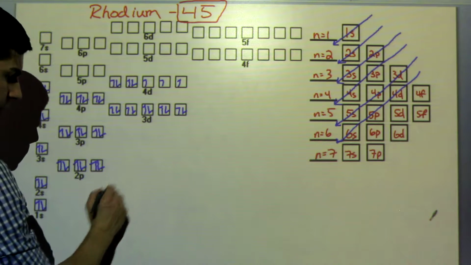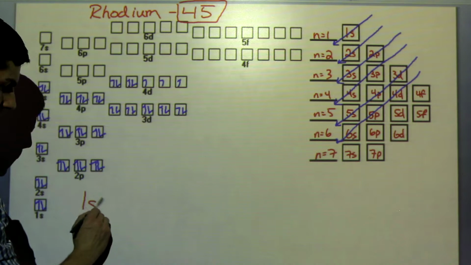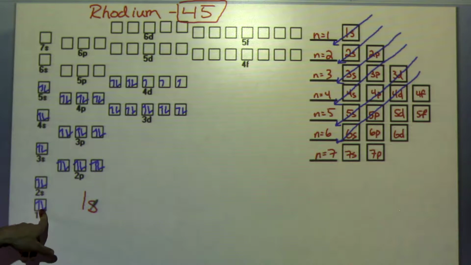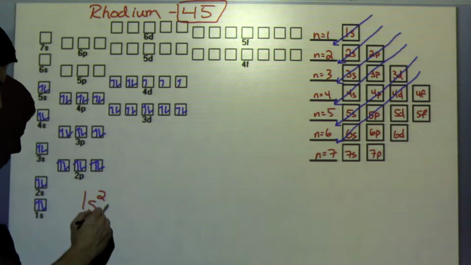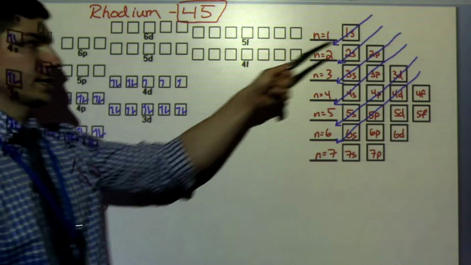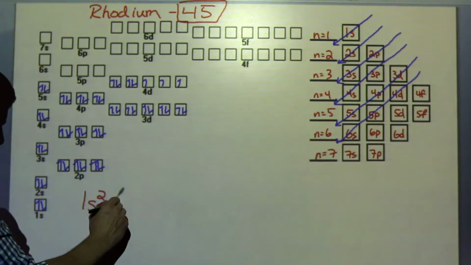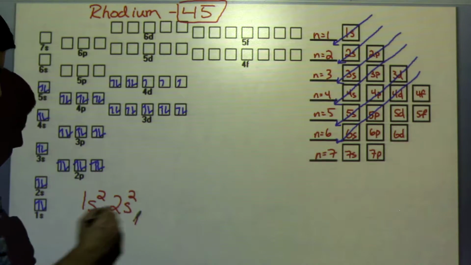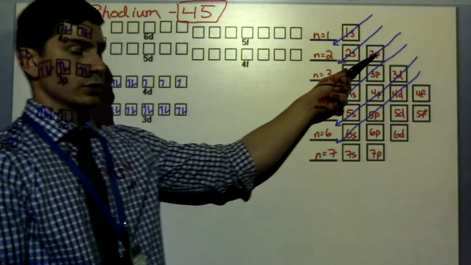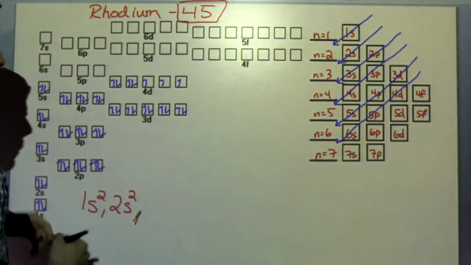We started with 1s. So we are going to write 1s. And then how many electrons we put in there is going to be our exponent. So we put 2 in 1s, so it's 1s2. Followed by, where did we go second? We went to 2s. So that's going to be 2s, and we put 2 in there.